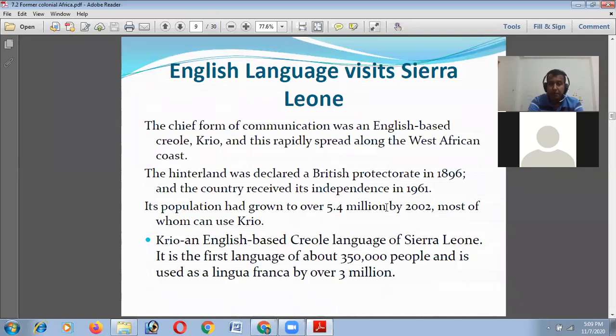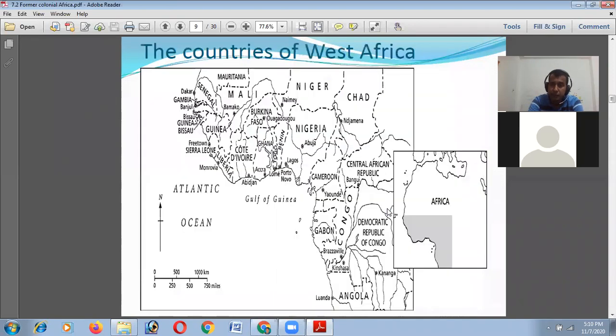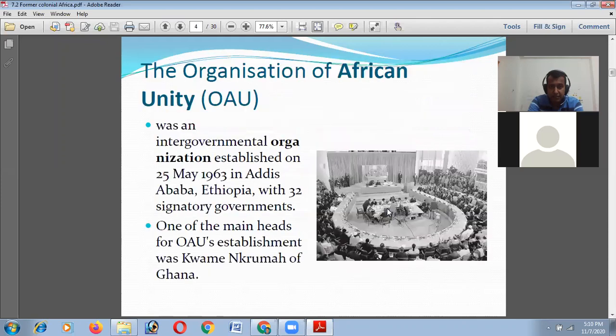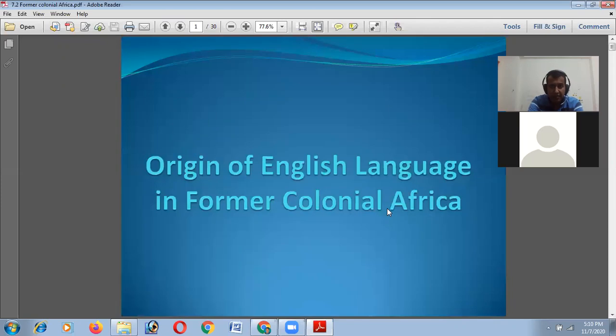So in these areas, the nations were under British rule, and apart from the British, other colonial countries came to this area, but after getting independence, these countries use English as either an official language or an associate official language. But in some other countries like Sierra Leone, we see another regional language, English-based Pidgin, that is Krio, is used, and in some countries we see the language Swahili also used in this area. So this is the origin of the English language in the former colonies in Africa.